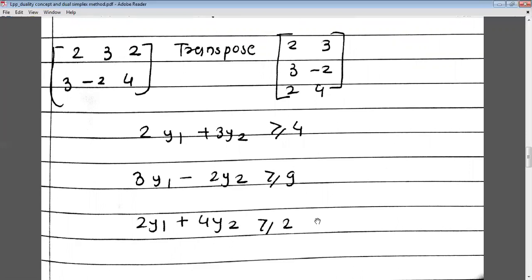Try to practice more problems on this, because this is going to form the basis for the dual simplex method. So just go through this and try to solve more problems in order to practice. This is a very easy concept.